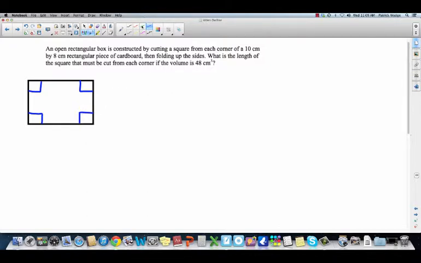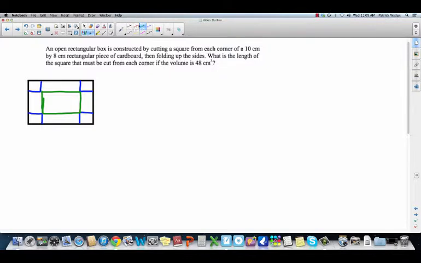Do you see that if you cut these corners out, and you fold it up, fold it up, fold it up, fold it up, you'd be left with a box. It would have no top to it. It would be an open box. Okay, that's the idea here.